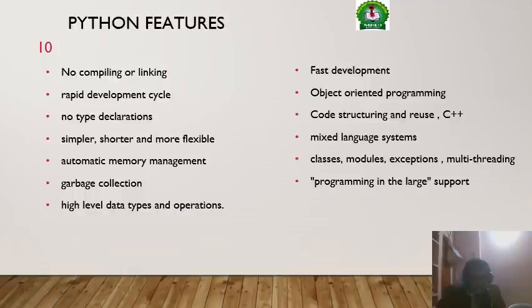Programming code is structured and reused like C++, and Python supports mixed language systems. It has classes, modules, exceptions, and multi-threading concepts. A class is a collection of similar type of objects, and a module is an object. The task is divided into various modules. Exceptions: if there is an error in the code, how to handle those exceptions. Multi-threading: creating a program with multi-threading applications.